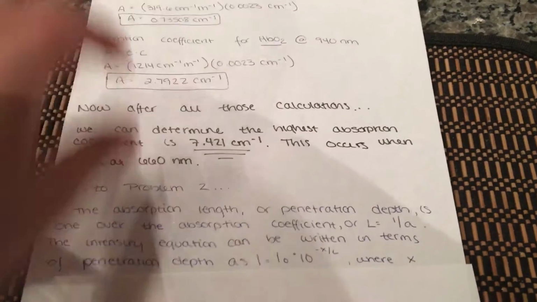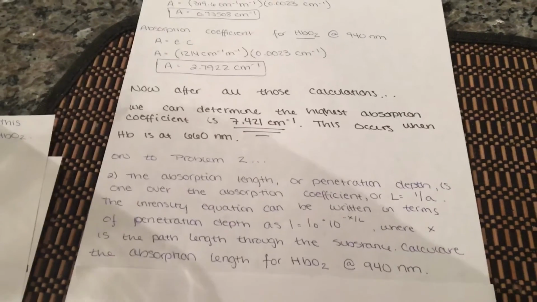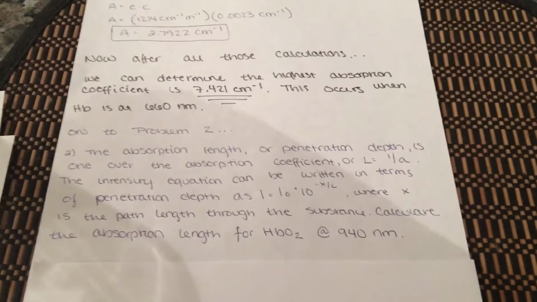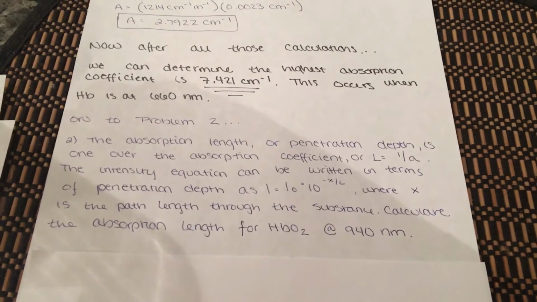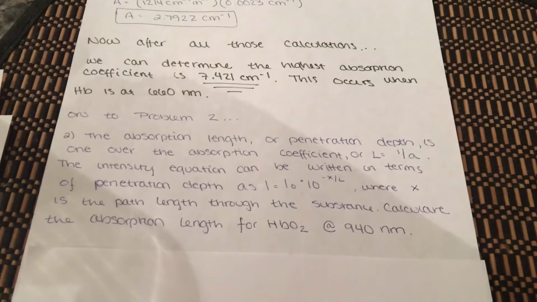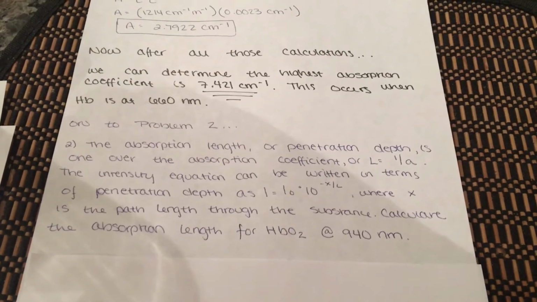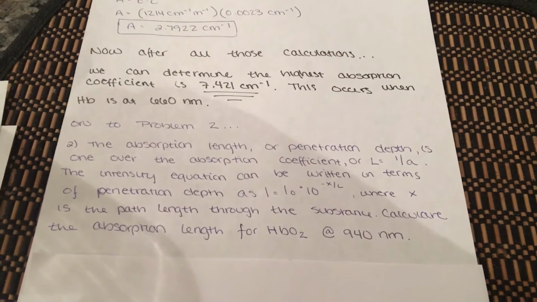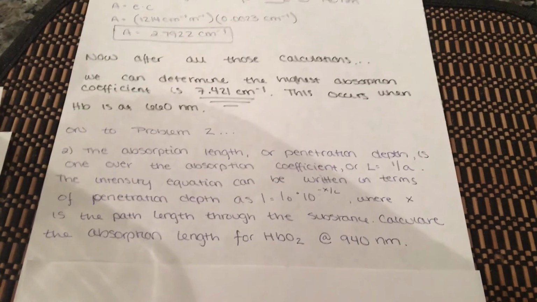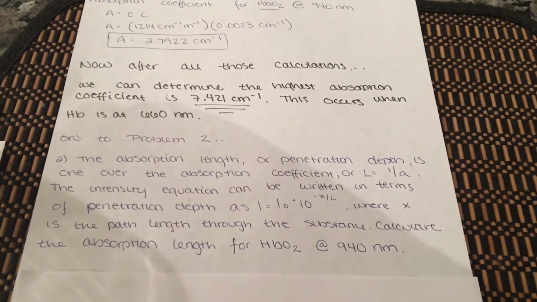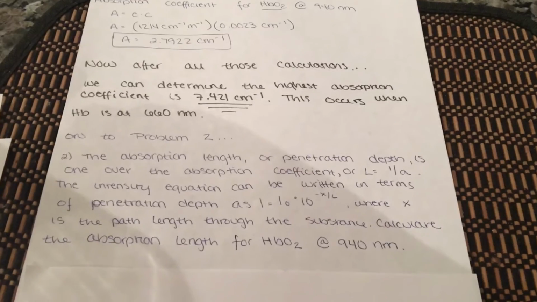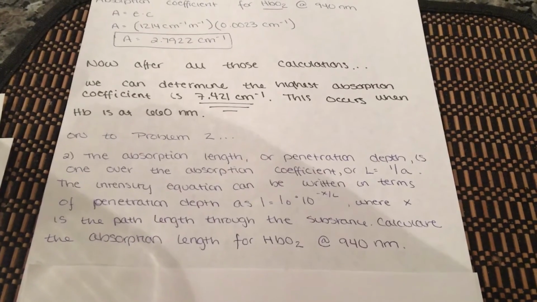All right, on to problem 2. Problem 2 reads, the absorption length or penetration depth is 1 over the absorption coefficient, or L equals 1 over A. The intensity equation can be written in terms of penetration depth as intensity equals I naught times 10 to the negative x over L, where x is the path length through the substance. Calculate the absorption length for oxygenated hemoglobin at 940 nanometers.